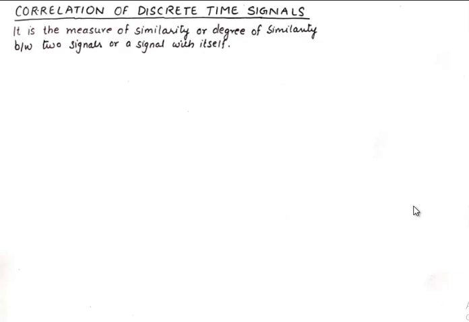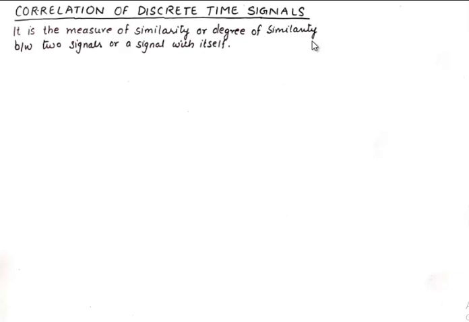In the previous tutorial we talked about convolution of two signals, which is essentially the relationship between x of n, which is the input signal, and the impulse response of that system. So basically convolution is a little more complicated or a special case of correlation, but correlation of two discrete time signals is just the measure of similarity or the degree of similarity between two signals.